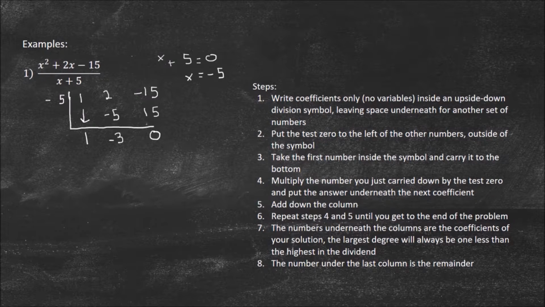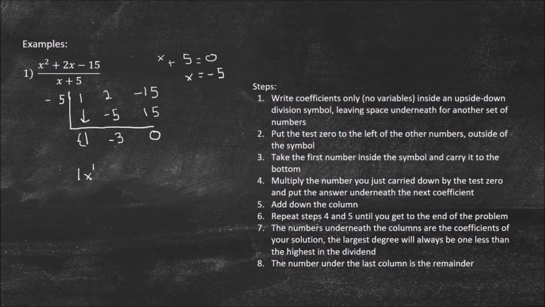This doesn't really look like an answer right now, but that's when we look at step 7, which says the numbers underneath the columns are the coefficients of your solution. It also says the largest degree will always be 1 less than the highest degree in the dividend. What was the highest degree in the dividend? That was x squared, so 2. It's always going to be 1 less than 2, which is 1. So the highest degree of our answer is 1. We start on this side, which has x to the first degree, so we have 1 x to the first.